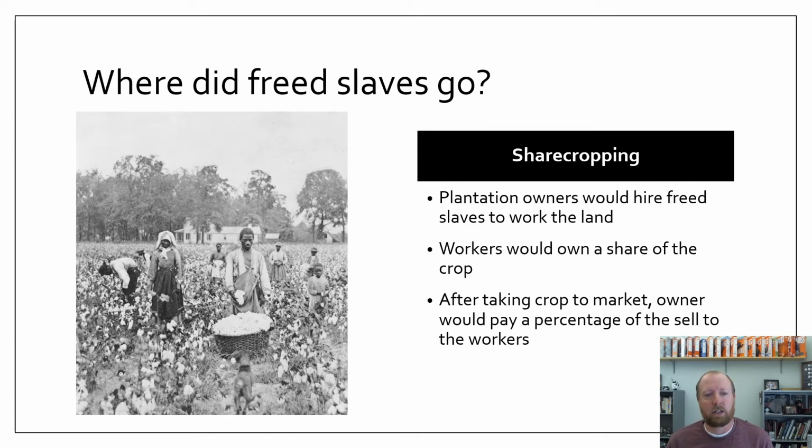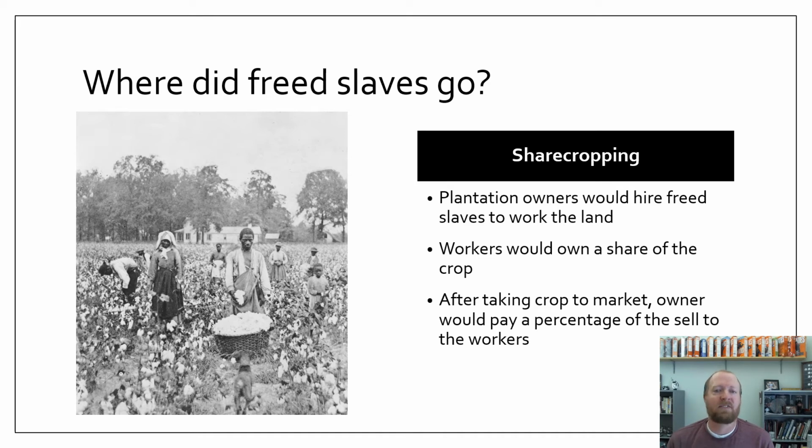Sharecropping is slightly different. The land and the tools are all owned by the owner, and the workers don't own that. And so they are sharing in the crop. They work the land, then the crop goes to market, and they share a percentage of the proceeds with those that were working. A lot of injustices happened.